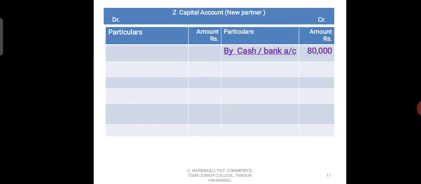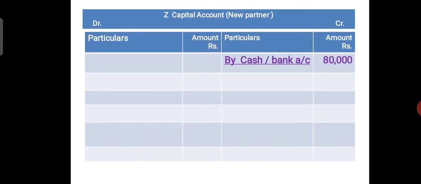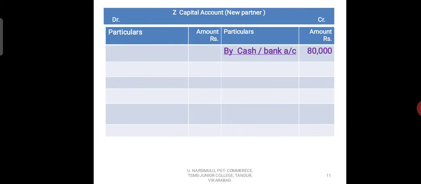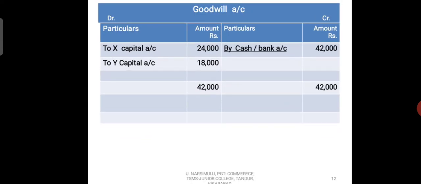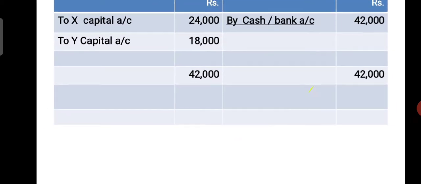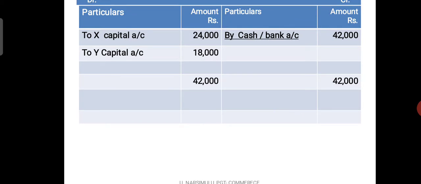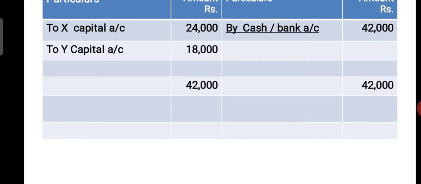Next account, new partner's capital account. In the new partner's capital account, on the credit side you just show his share of capital amount, that is rupees 80,000. This amount will appear in the new balance sheet. Okay students. Next, goodwill account. Whatever goodwill the new partner brings, that amount should be taken on the credit side, written here as cash or bank account 42,000, and that can be distributed between old partners, taken on the debit side. X capital account 24,000, Y capital account 18,000.